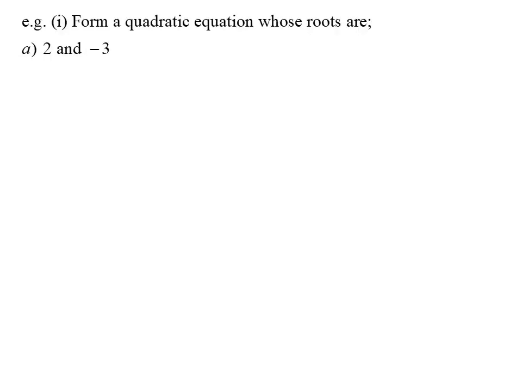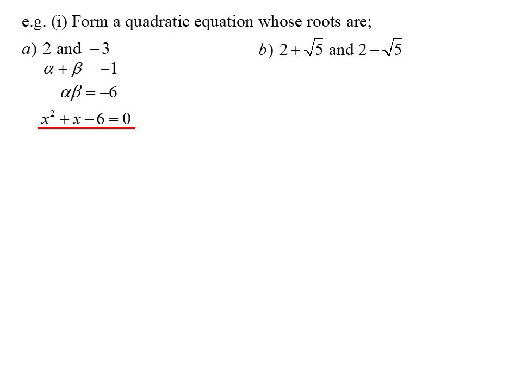If I wanted to create a quadratic equation that has solutions 2 and negative 3, then I can simply go, well, okay, I know the sum of them is negative 1. I know the product is negative 6. Therefore, that equation must have been x squared minus the sum of the roots times x, and then plus the product of the roots, and there's our equation.